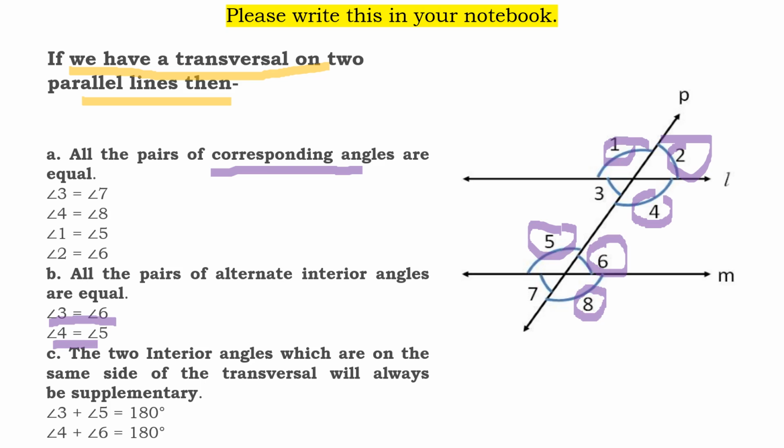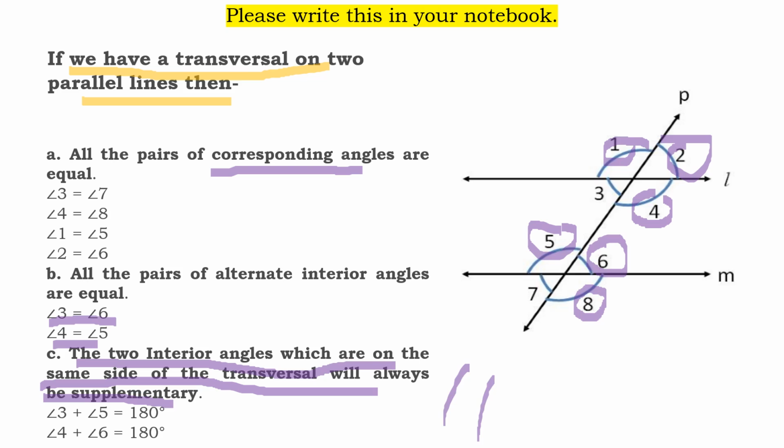Okay. In the same way you will have exterior alternate angles also: 1 and 8, and 2 and 7. Now the two interior angles which are on the same side of the transversal will always be supplementary. That's what I was telling you earlier. But this is only applicable for parallel lines.